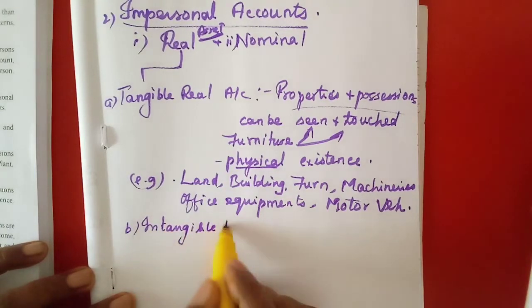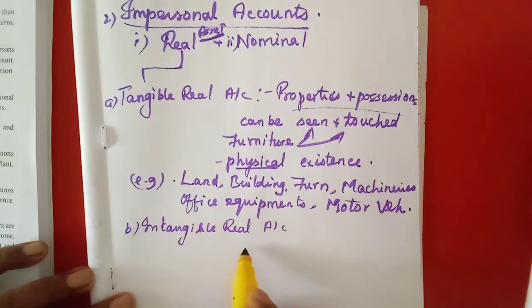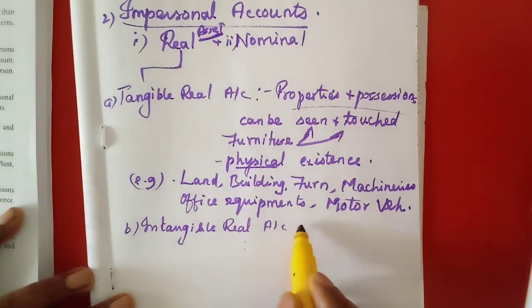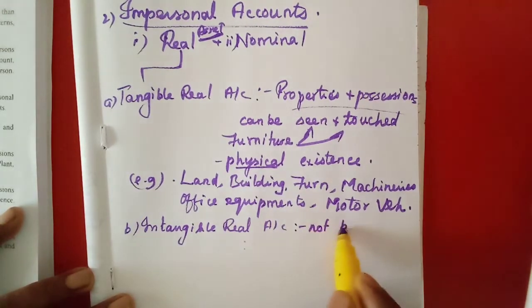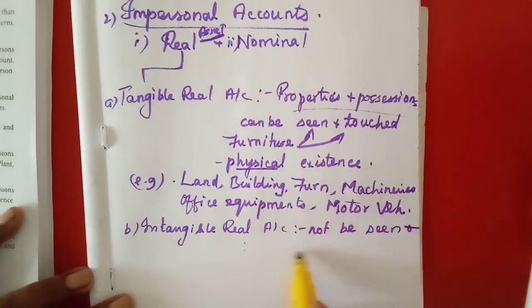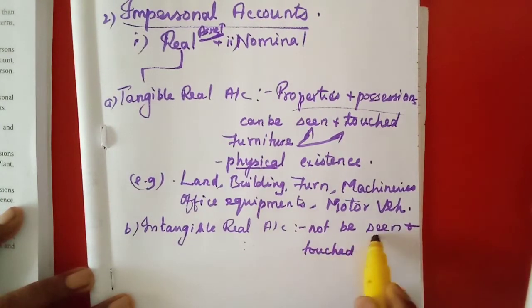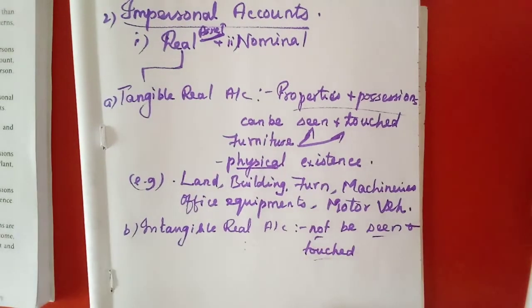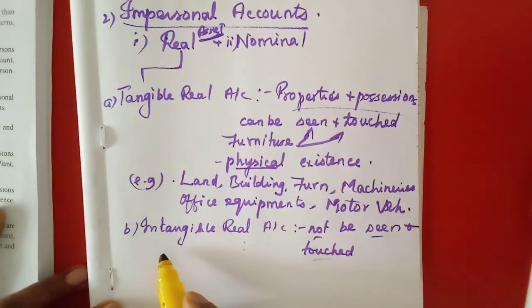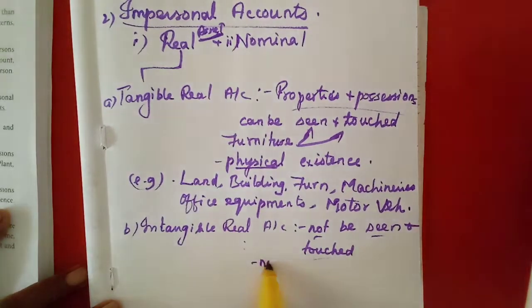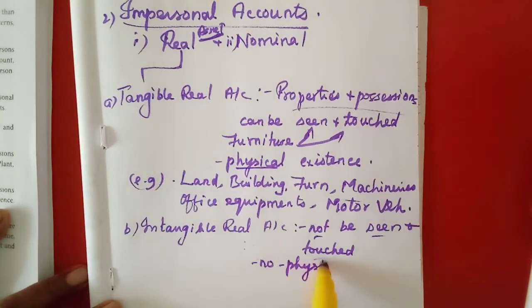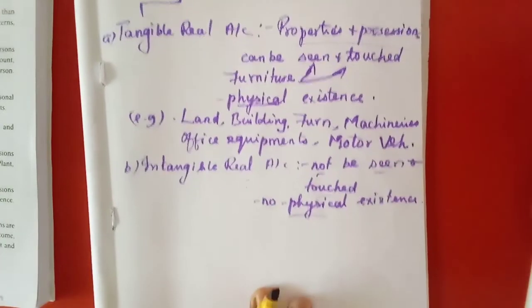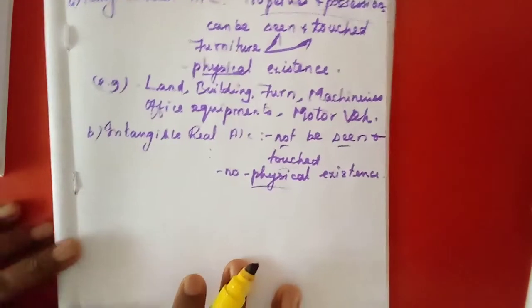It is the opposite of tangible real account. What is intangible real account? This is also properties and possessions only, but they cannot be seen and touched. We cannot see them and we cannot touch them. Understand? They are called intangible assets. They do not have physical existence, and they do not take any physical posture.